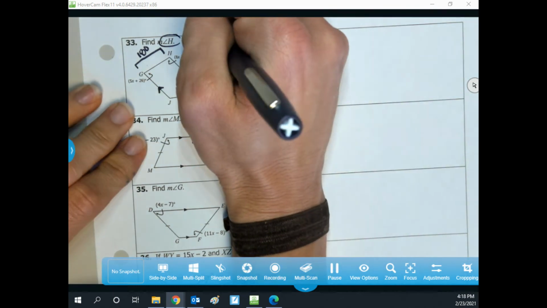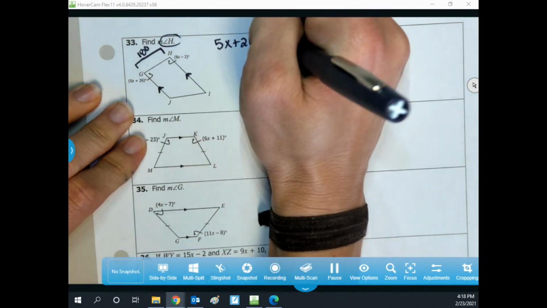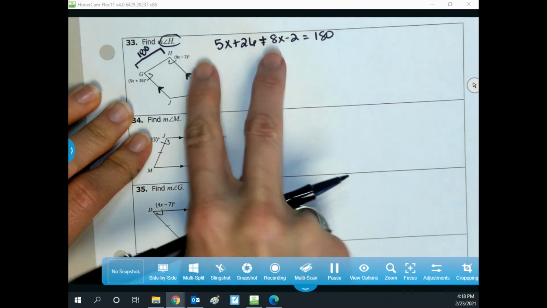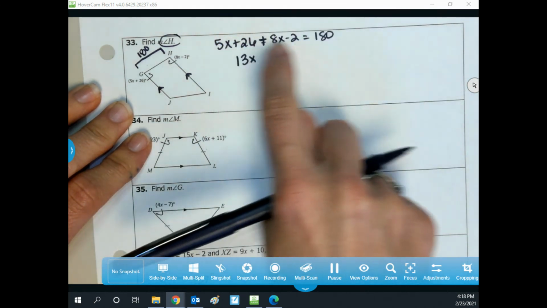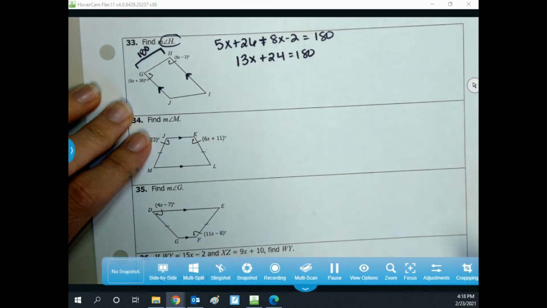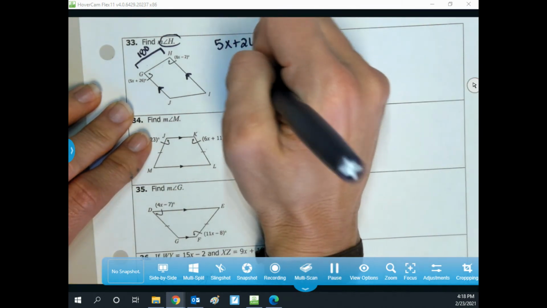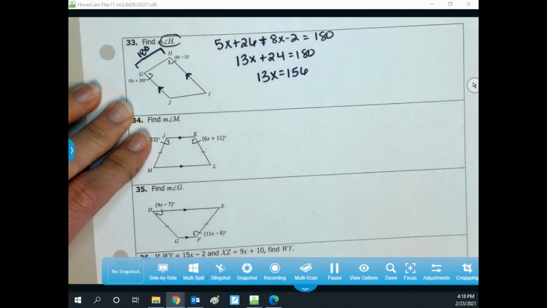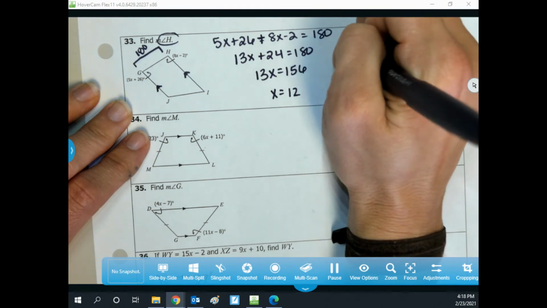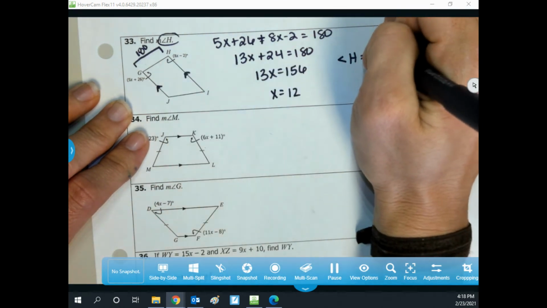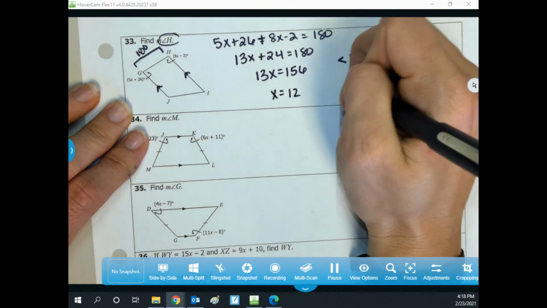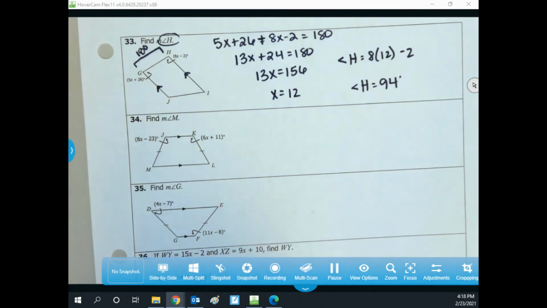So these should add to be 180, so 5x plus 26 plus 8x minus 2 equals 180. Combine like terms, 5x plus 8x is 13x. 26 minus 2 is plus 24 equals 180. Subtract 24 from both sides, and you get 156, so 13x equals 156. Divide that by 13, and you get that x equals 12, but we're not done yet. Angle H is equal to 8 times 12 minus 2. So angle H is 94 degrees.